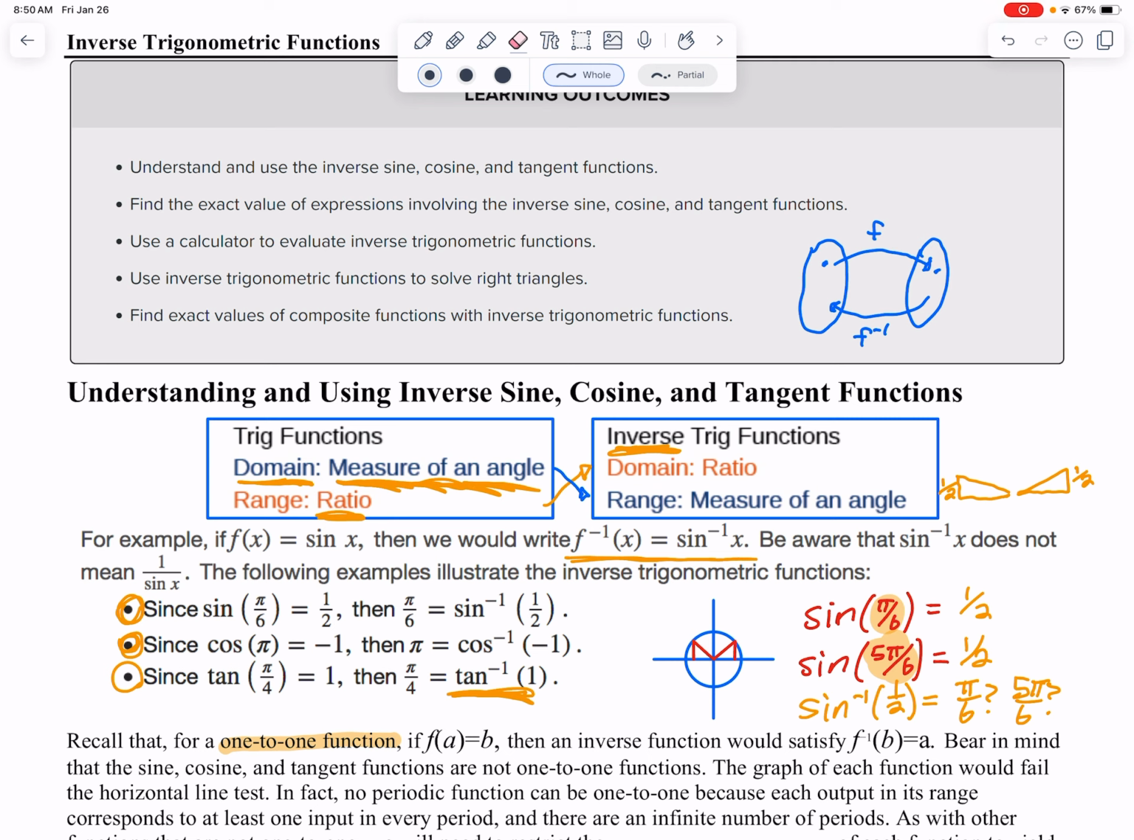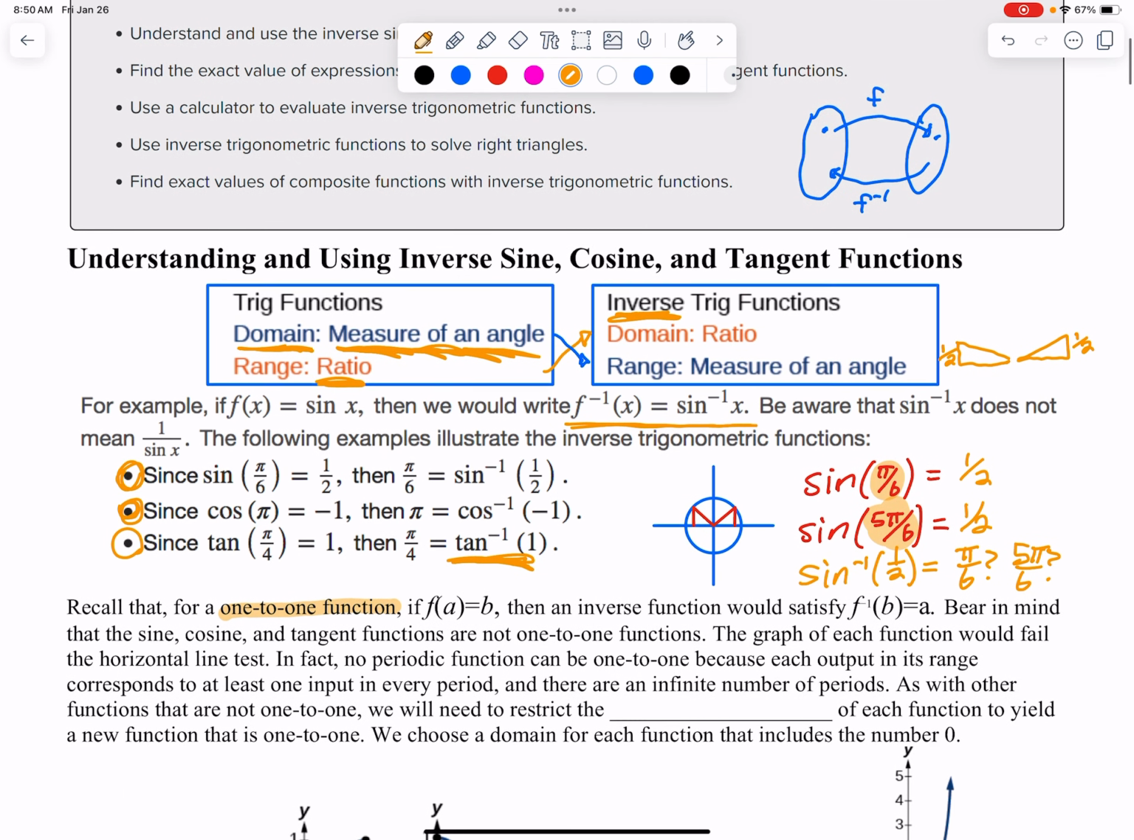So what we're going to do is restrict the domain, and we did this back in PreCalc 1. I think you have to do it with square root functions. We start talking about it there. Okay, there's a sentence here. I talked through all this stuff. Sentence here: as with other functions that are not 1-to-1, we will need to restrict the domain. That's what I just said out loud.